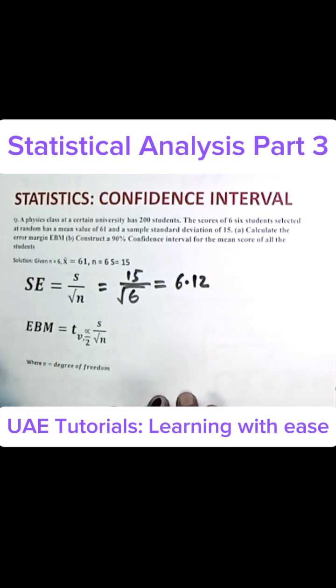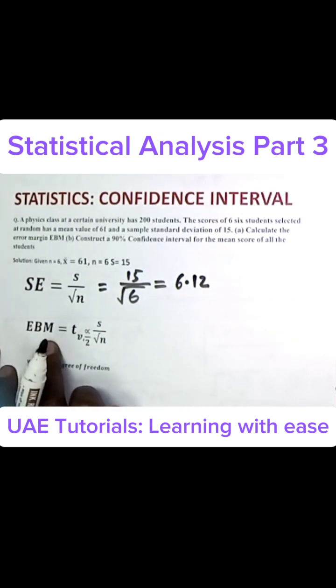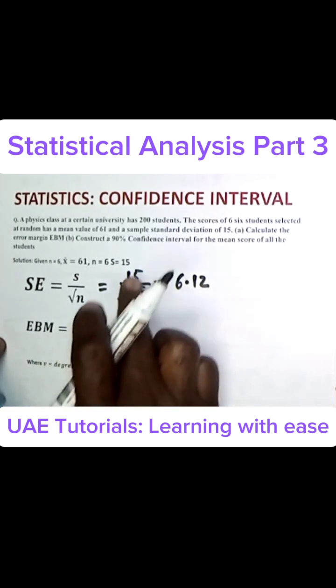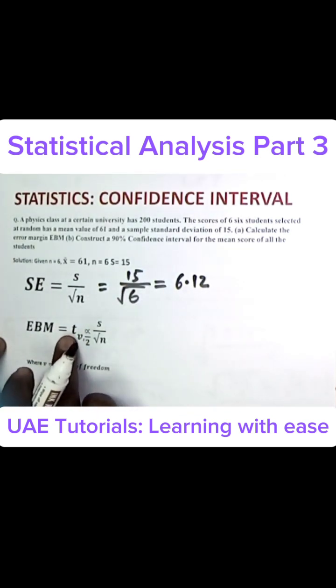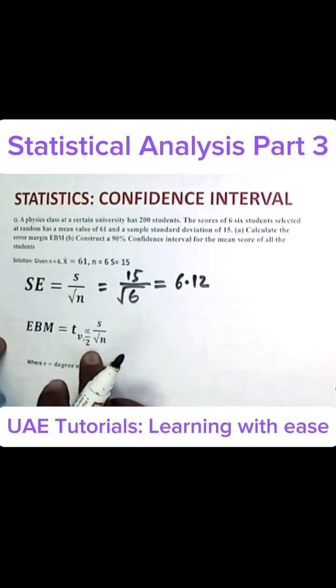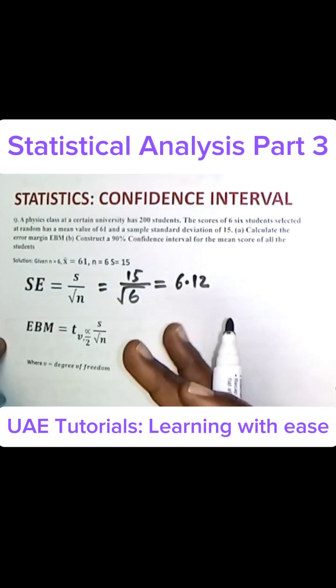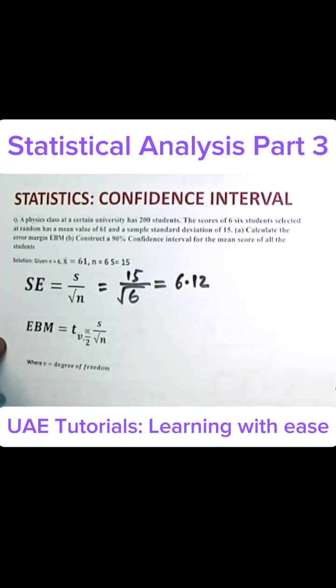Now the next thing is to work the error margin. This is the standard error, while this EBM is called the error margin. To work this, we simply multiply the standard error by this term, the t value, t at v, alpha over 2. This is what they call the two-tail value. We are going to draw a sketch to show what the two-tail value is.